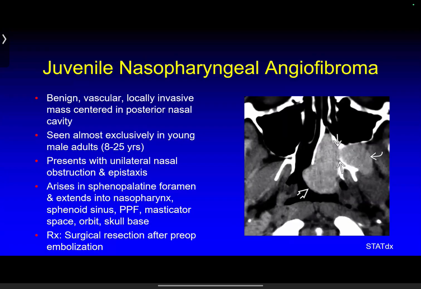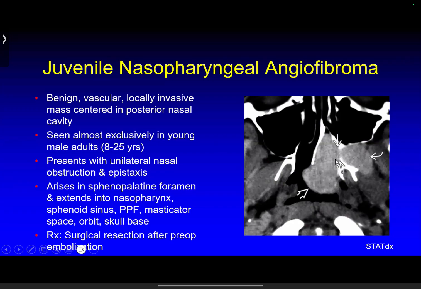This is a benign, vascular, locally invasive mass centered in the posterior nasal cavity, which is seen almost exclusively in young male adults, 8 to 25 years of age, and presents often with profuse epistaxis in the ER, but they can be unilateral nasal obstruction. Some patients may have chronic otomastoiditis due to obstruction of the eustachian tube, and it arises in the sphenopalatine foramen.